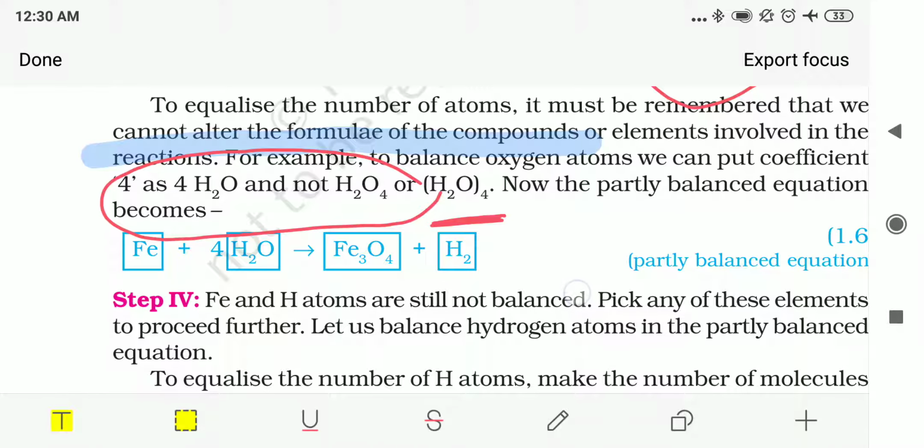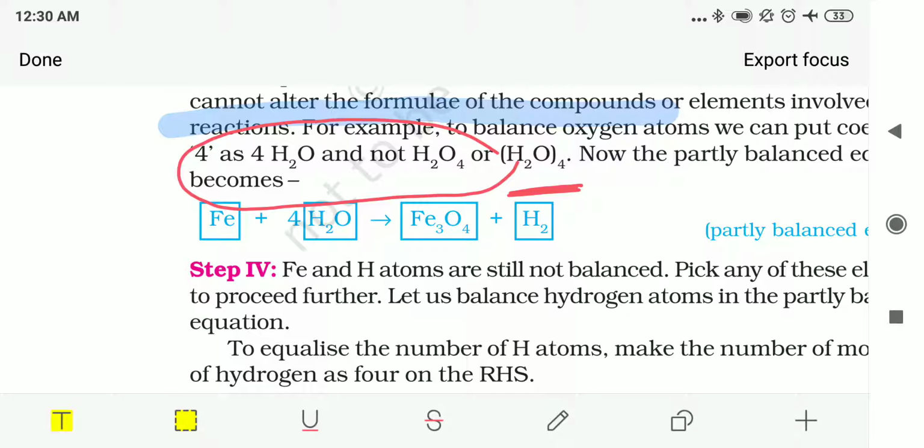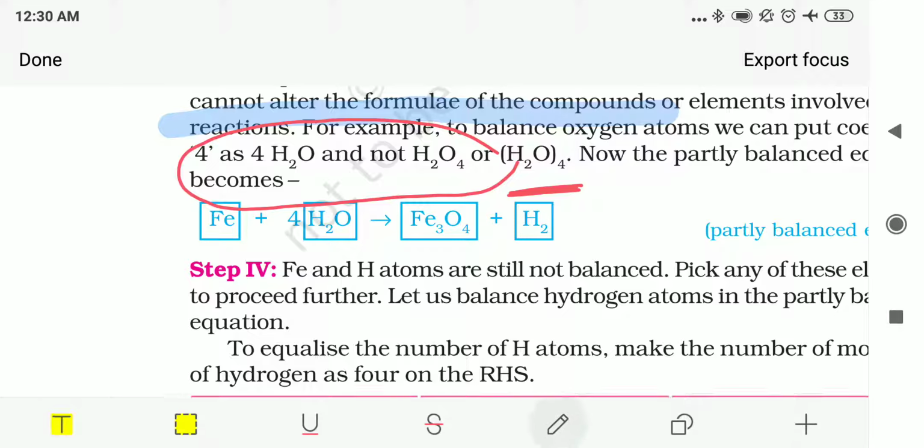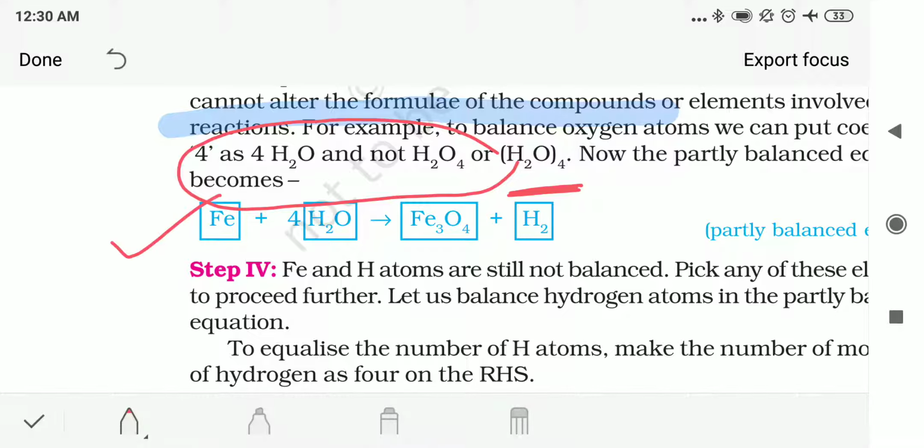Now the partly balanced equation becomes, partly balanced means half balanced, meaning we are still balancing and the equation is not completely balanced. I told you we have to write the coefficients outside the boxes. So we have balanced oxygen, and like this you write: Fe plus, we have written 4 outside the box to balance oxygen atoms, 4H2O, gives Fe3O4 plus H2.